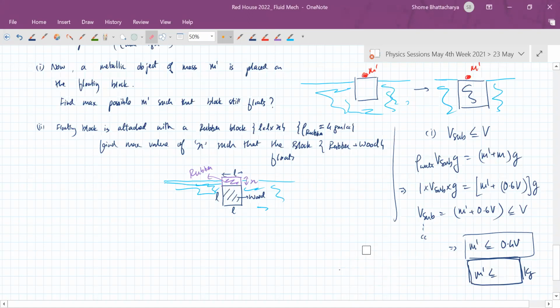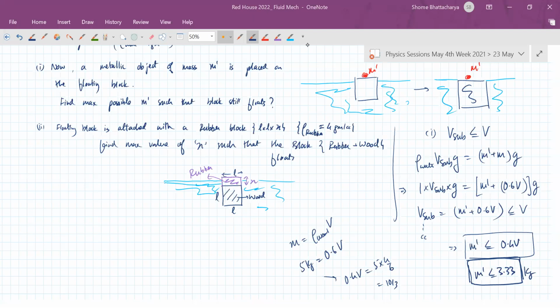So the mass of the wooden block, which was density of wood into V, this was 5 kg. Therefore, 0.4 V will be equal to 5 into 4 by 6. So that's 10 by 3. Yes, my mistake. This is 3.33 kg. So Kevin, your answer is correct. Aditya correct. Naman also correct. But Aman and Nikita, you have to check your answers.